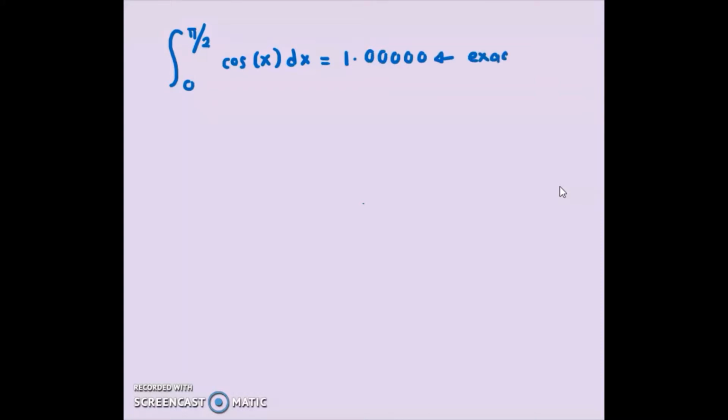Okay, so now let's see how close your approximation will be by using composite trapezoidal, composite midpoint, and Simpson rule, compared with the exact solution. The first method that I'm going to use is composite trapezoidal.